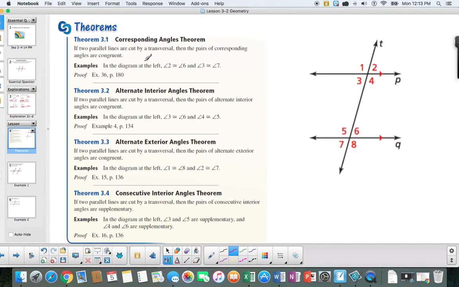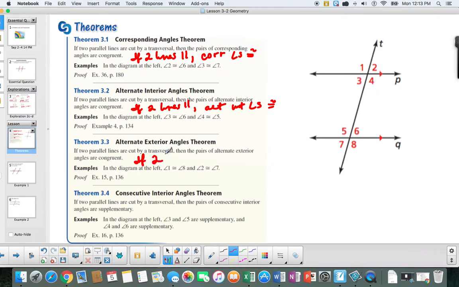Now you can abbreviate this. You don't have to write out the whole thing. You can say, if two lines are parallel, then corresponding angles are congruent. And in this case, 2 and 6 would be congruent, 3 and 7 would be congruent. For this theorem, you can abbreviate: if two lines are parallel, then alternate interior angles are congruent. And this ended up being for 3 and 6 and 4 and 5.